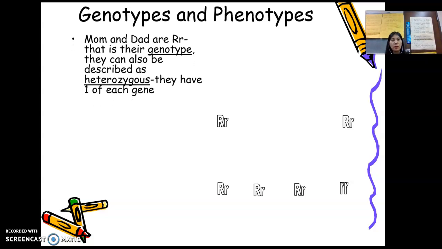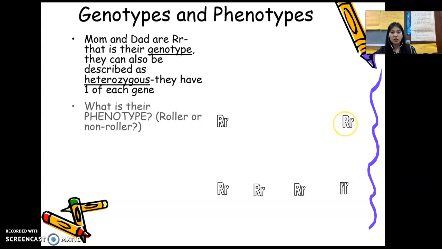So, mom and dad are Rr, that is their genotype. So we have here Rr. And they can also be described as heterozygous, meaning to say they are hybrid. They have one of each gene. They're called hybrid, okay? Because they have big letter R, small letter r, mixed genes.